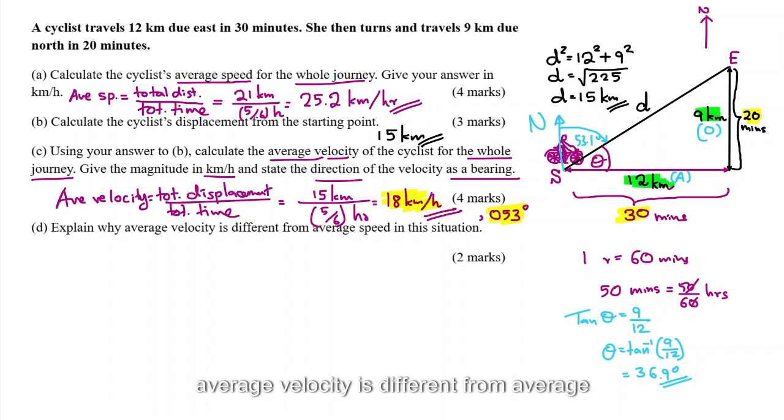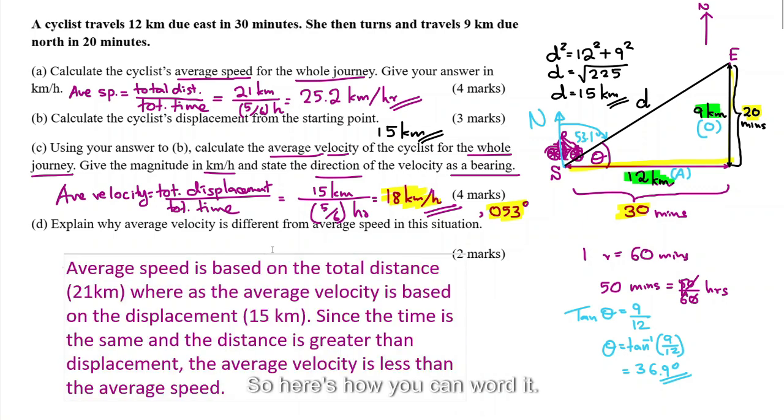Explain why average velocity is different from average speed in this situation. Well, in average velocity, we only consider the displacement d. But in average speed, we consider the total distance. So, you divide them by the same time, which is 5/6 of an hour, but your distance and displacement are different values. Therefore, the average velocity is less than the average speed.